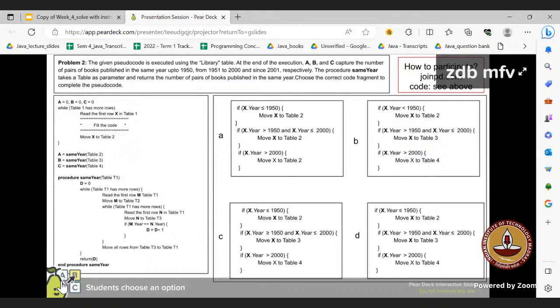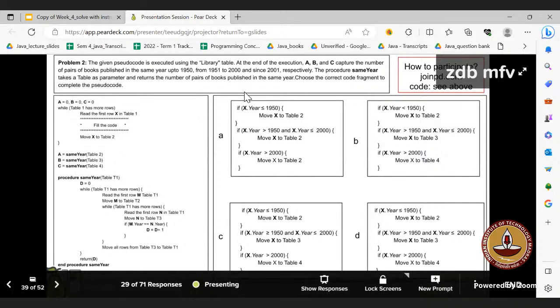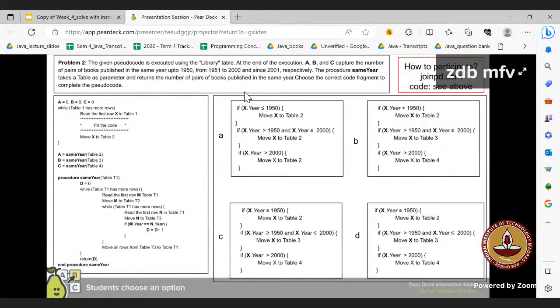So if the two books in B are published in different years, like if one book is published in the year 1960 and the other book is published in 1980, then they won't be counted as a pair in B. Only if they are published in the same year, 1960, then they will be counted as a pair for B.